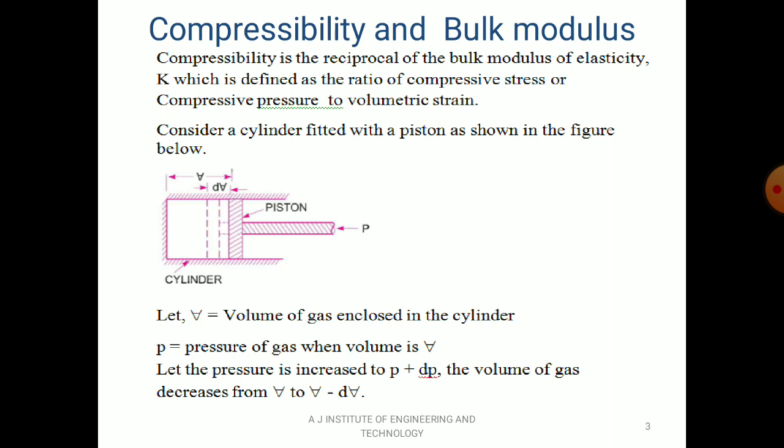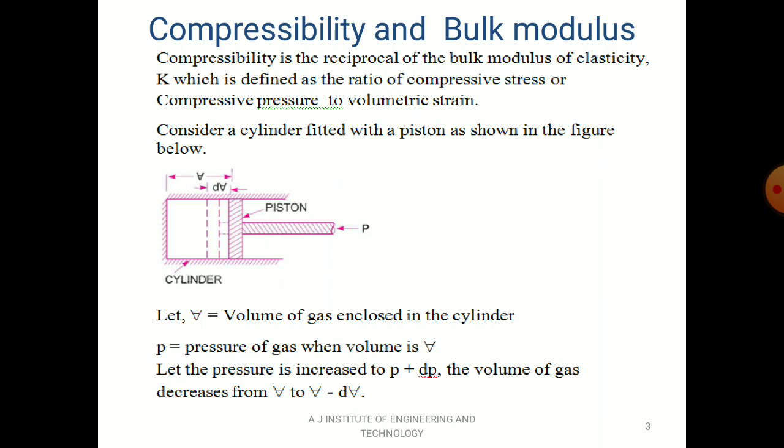Let the pressure be increased to p plus dp. The volume of gas decreases from V to V minus dV. When you increase the pressure by moving the piston inside, the volume decreases. You can see the volume decreases by an amount dV. Pressure and volume are inversely proportional.